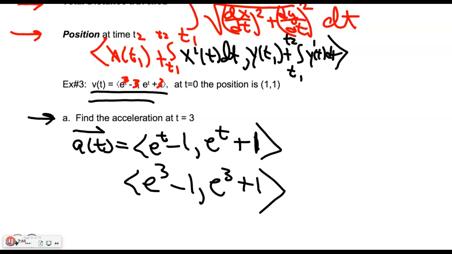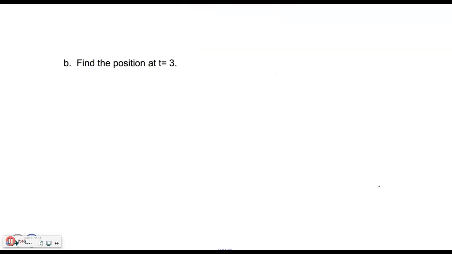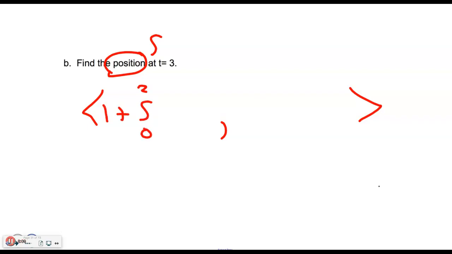Next up, it says to find the position at t equals 3. So I need to go back, so that should trigger some integration. Where are you at t equals 3? Well, we've got to set it up, so it's going to be kind of long. So first of all, what was the initial position? And was that at time 0? Okay, so perfect. So I'm at 1, and then I'm going to integrate from 0 to 3.